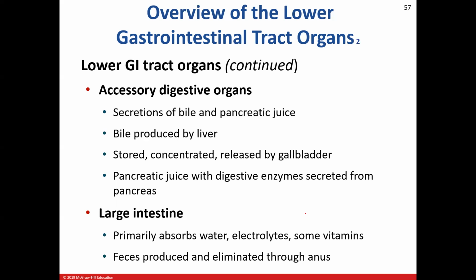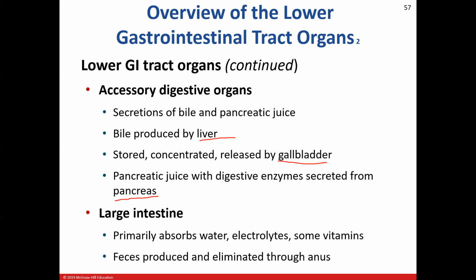Now, along the lower GI tract, we'll have our accessory digestive organs. That's going to include the liver, the gallbladder, and also the pancreas. Keep in mind, and we will discuss this in much more detail, that the liver produces the bile. The gallbladder stores and concentrates the bile, and then the gallbladder will release that bile into the duodenum, whereas the pancreas produces its own digestive enzymes, and then secretes them into the duodenum also.